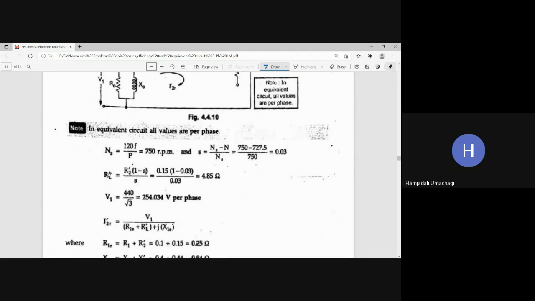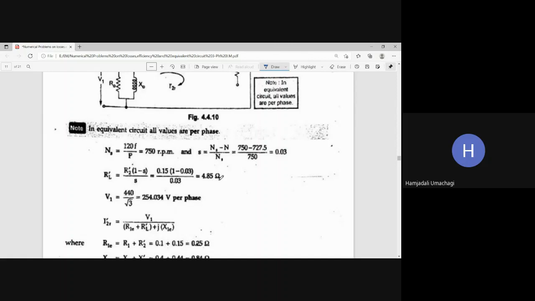Its formula is RL dash. It is denoted as RL dash, and its formula is R2 dash into (1 minus S) upon S, where R2 dash is nothing but the rotor resistance referred to the stator side. This is given already as 0.15 in the problem statement. S is 0.03, and solving, the RL dash value will be 4.85 ohms.